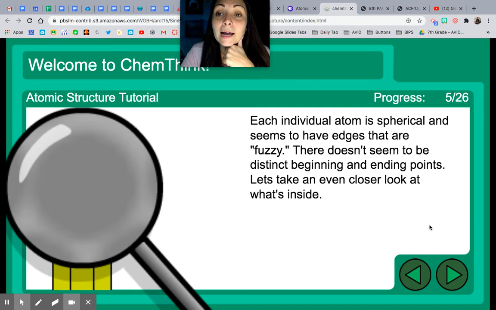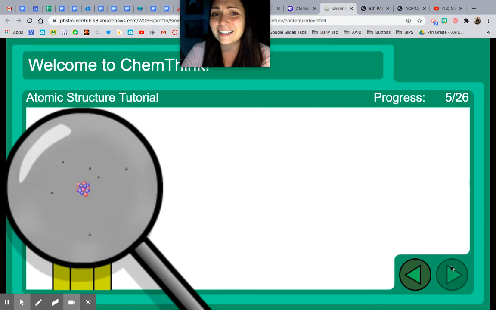So each individual atom is spherical, which means a circle, a sphere, the 3D. And they're all fuzzy. The edges are fuzzy. So there doesn't seem to be a distinct beginning or end point. So let's take an even closer look at what's inside.